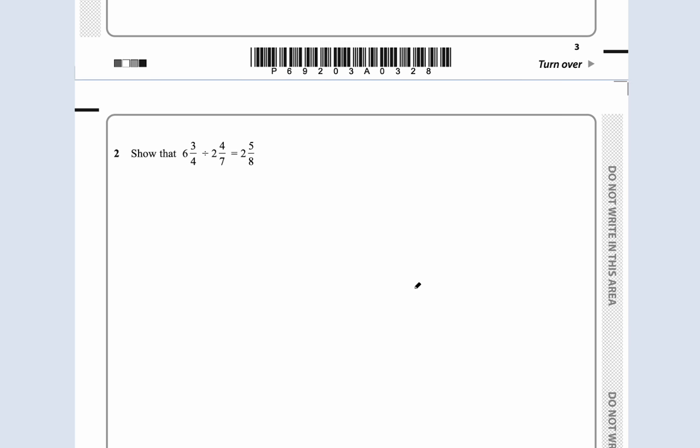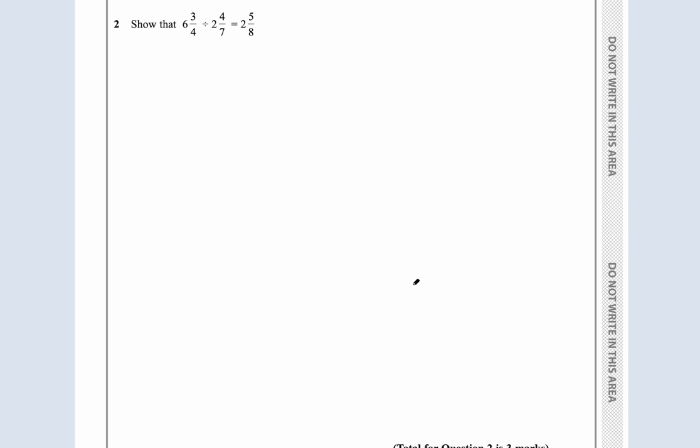Okay, question 2. Fractions, definitely, you need to be able to do this. So to divide fractions, you definitely should change to an improper fraction. So we do 6 times 4 is 24 plus 3 is 27. So it's 27 fourths. So 6 3/4 is the same as 27 quarters. Divided by, same thing, 7 times 2 plus 4, 14 plus 4 is 18 over 7.